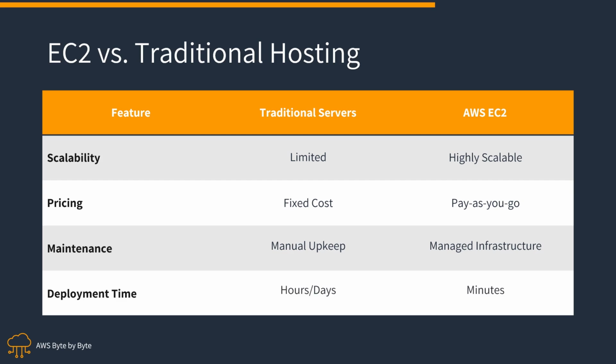EC2 lets you deploy applications much faster than traditional hosting. You can launch new instances in minutes and use pre-configured AMIs and tools like CloudFormation to quickly set up and scale your environment. Traditional hosting, however, often takes longer because you need to set up the hardware, install the operating system, and manually configure everything, which can delay your project and make the setup process more complex.